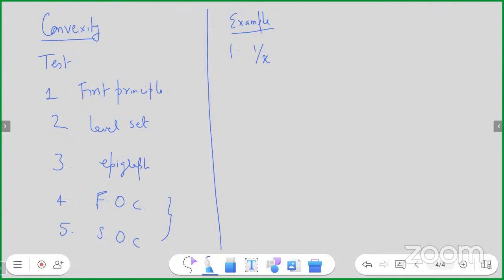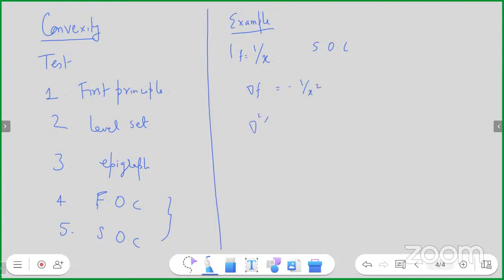Yeah, second order is the easiest test. Everything else will require a lot of work, especially the first principle. Even the epigraph approach will take possibly a lot of work, because to define it is a painful job. So the second order condition: what is the second derivative of 1 by x? The first derivative of f is minus 1 by x square.